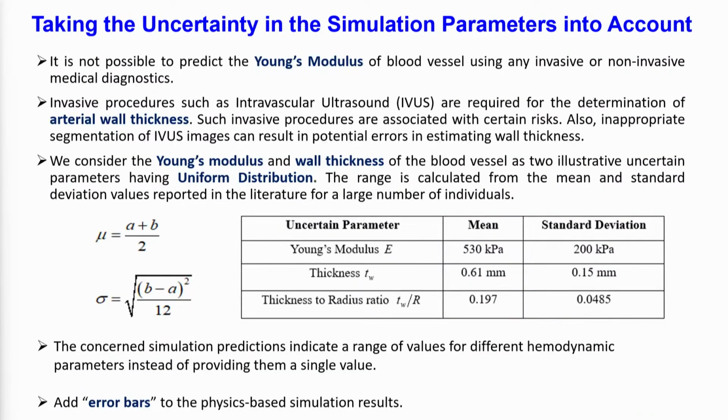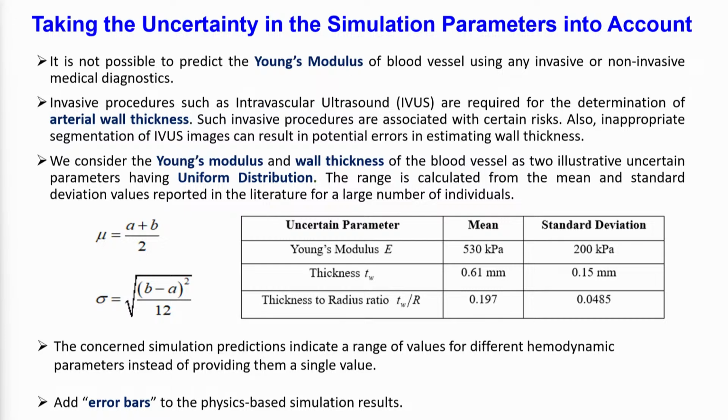So now what are the sources of uncertainty? As I told, it is not possible to predict the Young's modulus of blood vessel using any invasive or non-invasive medical diagnostics. It is not exactly true, in a sense that some invasive diagnostics can be done. By this sentence what it means is that those kinds of invasive diagnostics do not exist in real clinical practice, because patients will run away.